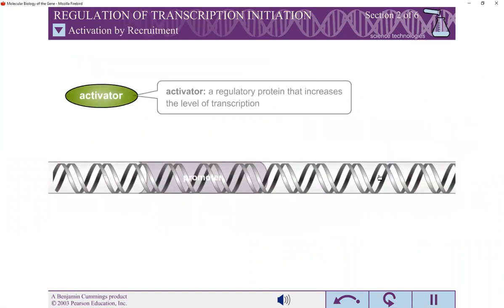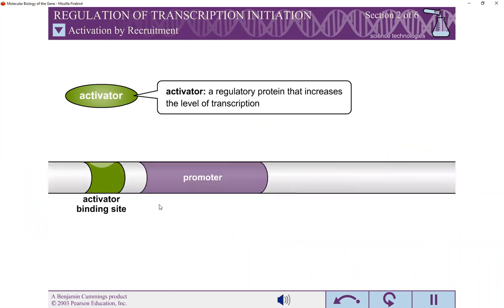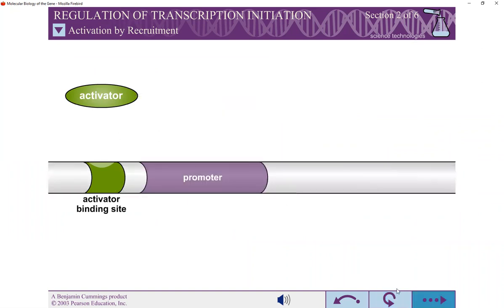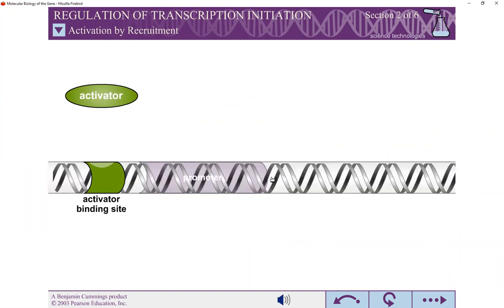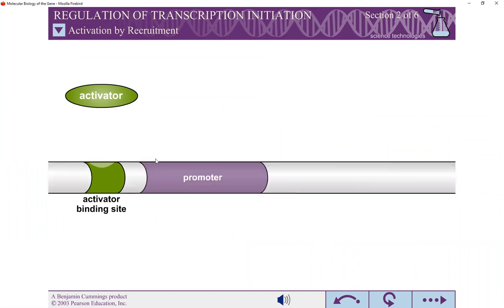An activator is a regulatory protein that increases the level of transcription over the basal level. Activators typically bind to a site on the DNA near the promoter. There are certain proteins that will really activate the process of transcription, that will enhance the process of transcription. Such types of proteins are called activator proteins.